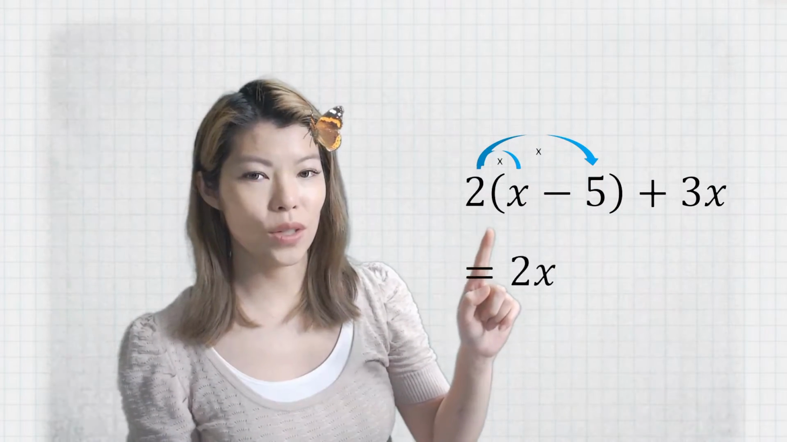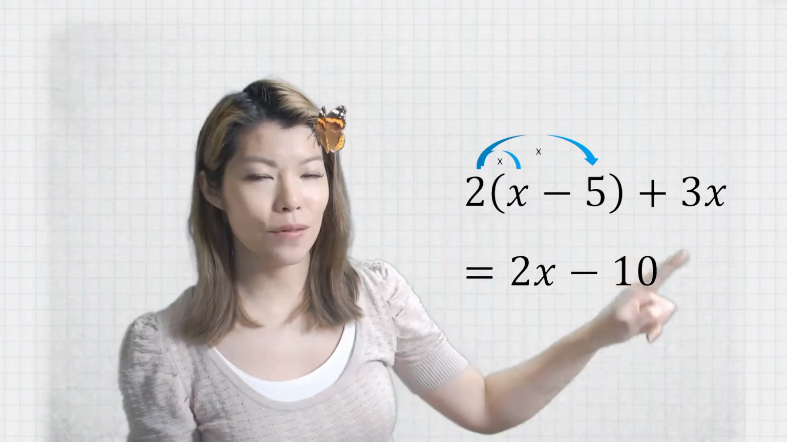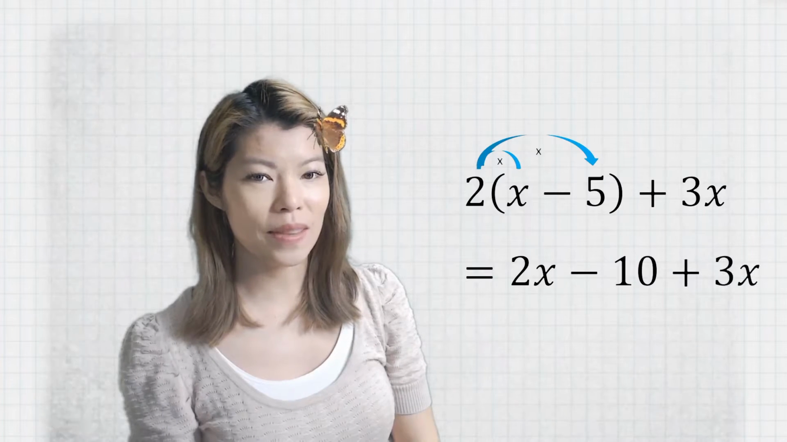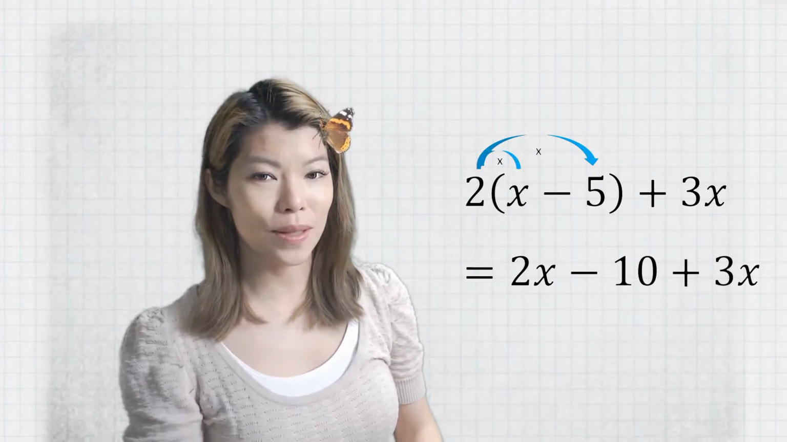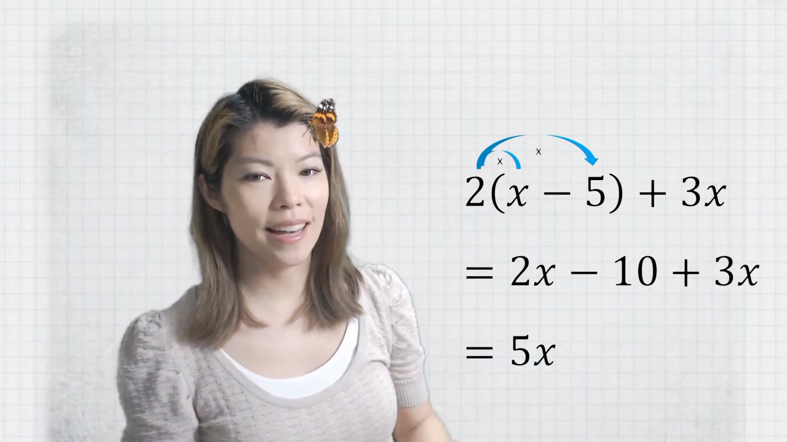So we would get 2x, then 2 times minus 5, we would get minus 10, and then don't forget to write the plus 3x over there. Then collect like terms, so the 2x and the 3x together makes 5x, and then we write down the minus 10.